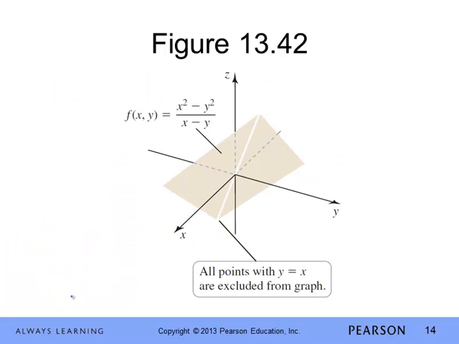So here's a picture of what we were just talking about. It kind of looks like a plane. This is the surface graph of x squared minus y squared over x minus y. It's really the same as the graph of x plus y. But notice that little slice that's taken out of it. This is the part of the graph that lies along or above the line x equals y.